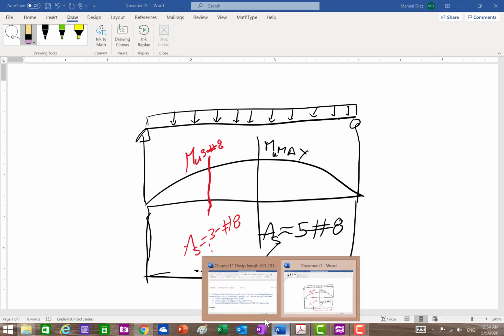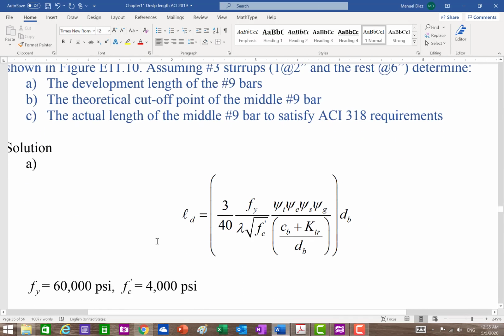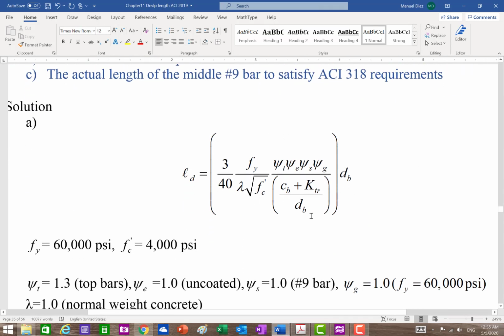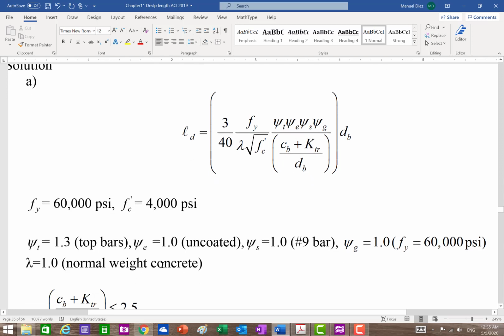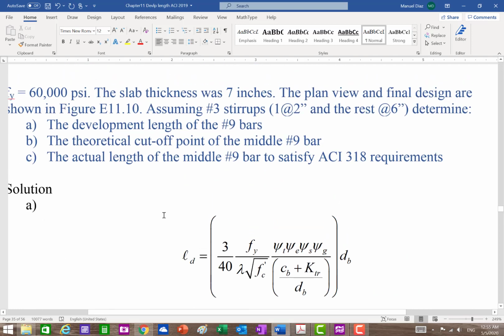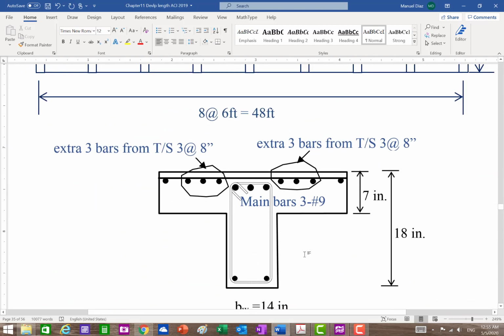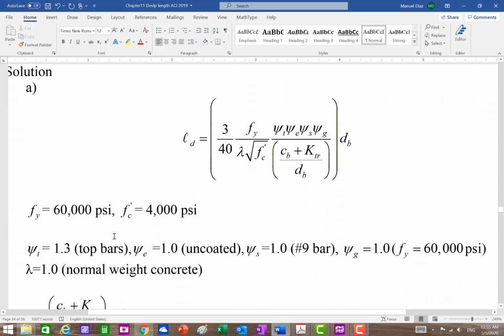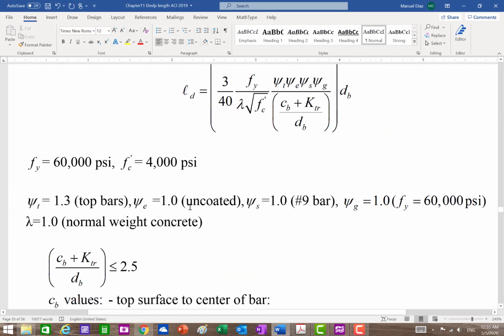So let's do that. First, the development length. We use the same formula that we've been using already. These are negative bars, so top bars. We're going to assume they have 12 inches below. This is 18, so chances are you have more than 12 inches below, and therefore you can use a value of 1.3. Then the rest of the values are ones.